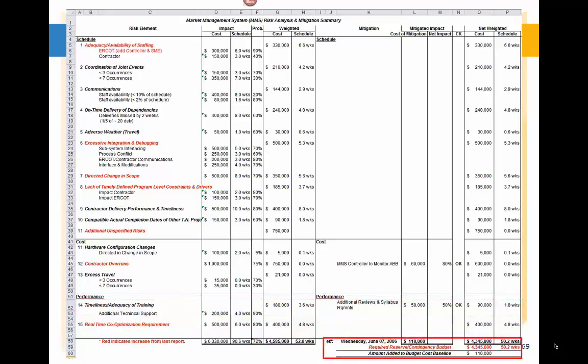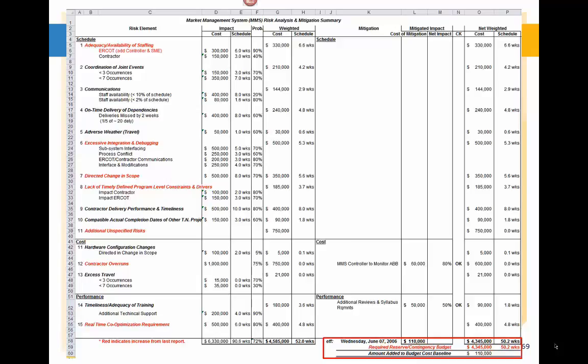Looking now at the sum, the $110,000 total of the two mitigations has to be added to our budget cost baseline. In other words, it's got to go into our budget because we will spend that money. And the required reserve contingency budget has gone up from the previous one you saw. It is now $4.345 million or 50.2 weeks.